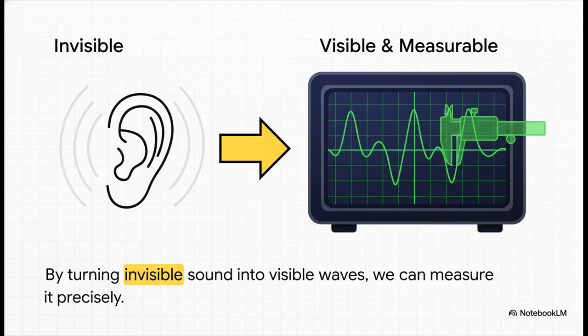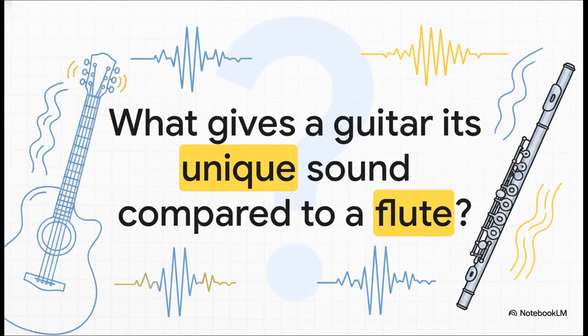And that's really the coolest part about all of this. By using a tool like the CRO, we can take sound, something that's just an invisible experience, and turn it into a visible, measurable wave. We can actually analyze it with total precision. But this leaves us with one last really fascinating question. If a guitar and a flute play the exact same note at the exact same loudness, they should have the same frequency and the same amplitude, right? So why do they still sound so completely different? What other secret is still hiding in the shape of that wave?